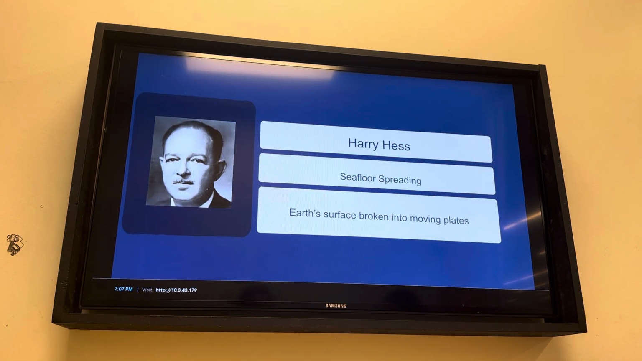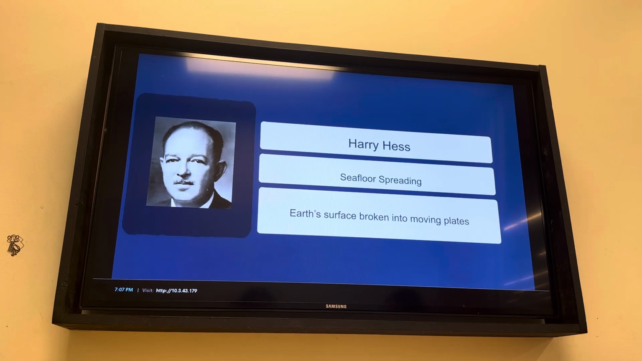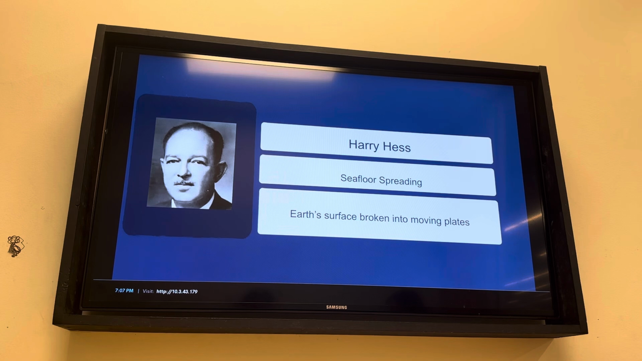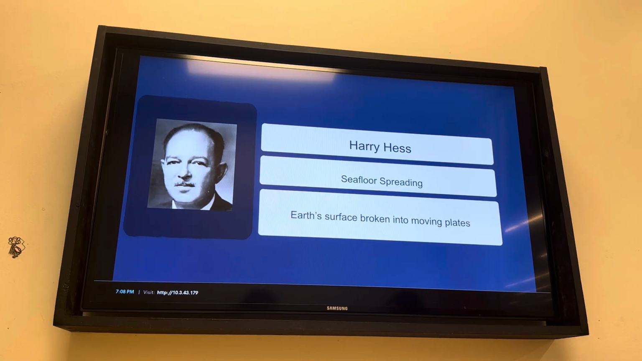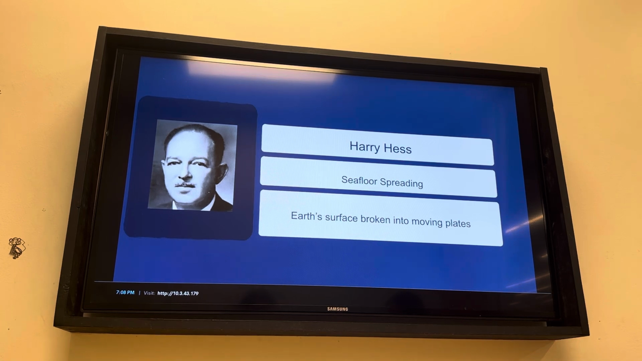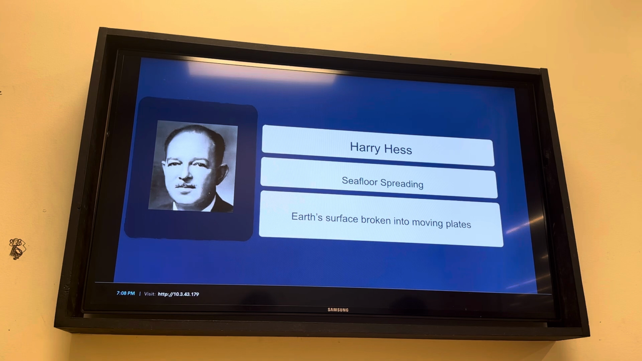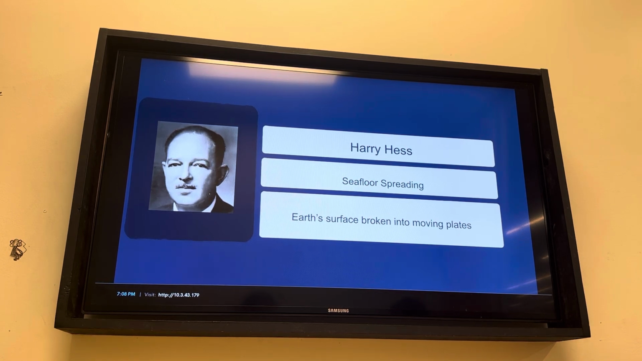Moving on, Harry Hess presented the idea of seafloor spreading. Seafloor spreading is the usual process at work at divergent plate boundaries. Seafloor spreading leads to the creation of new ocean floor. As two tectonic plates slowly separate, molten material rises up from within the mantle to fill the opening.